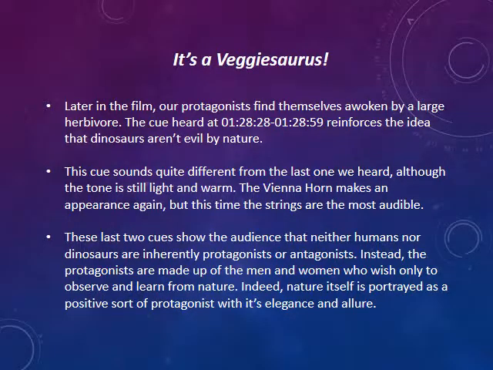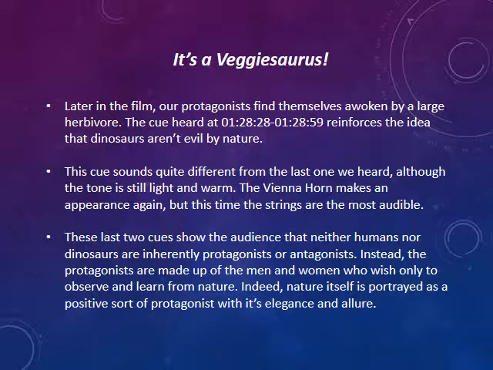Later in the film, our protagonists find themselves awoken by a large herbivore. The cue heard in this scene reinforces the idea that dinosaurs aren't evil by nature. This cue sounds quite different from the last one we heard, although the tone is still light and warm. The Vienna horn makes an appearance again, but this time the strings are the most audible.